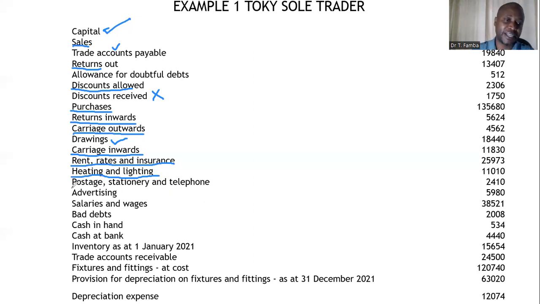Then we have postage, stationery, and telephone. These are expenses again. Advertising is an expense. So here, when you talk about postage, telephone, when you are doing your business, you actually incur certain expenses. You incur costs of running the business. So whatever depletes the assets or the economic value of a business is an expense.